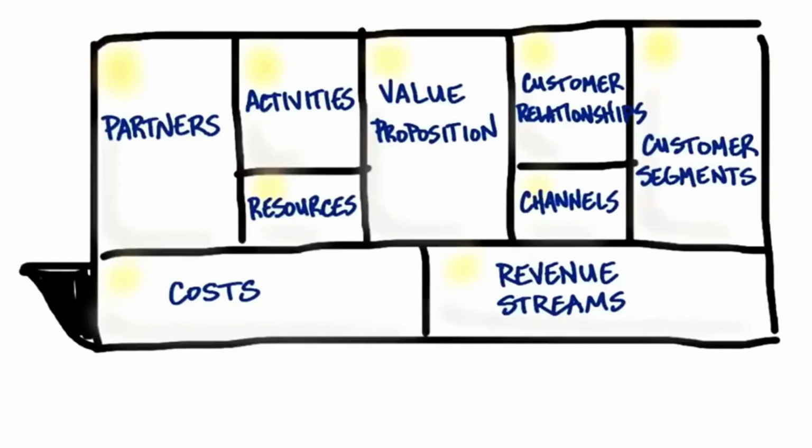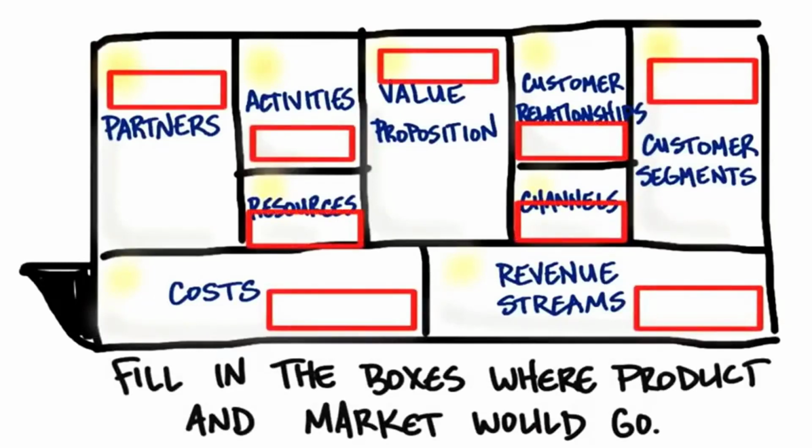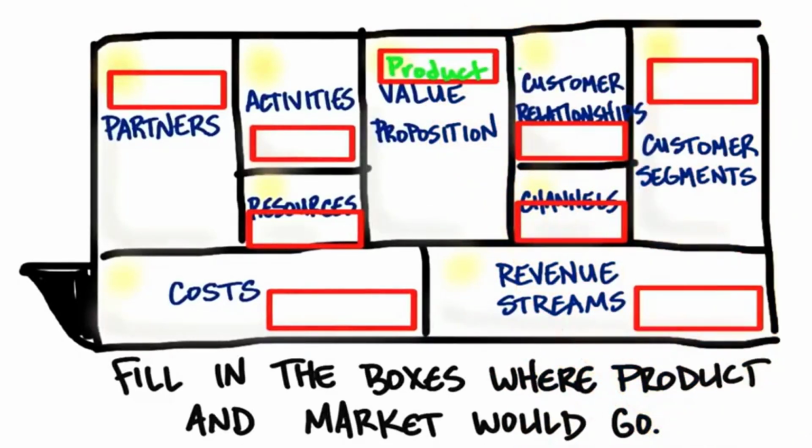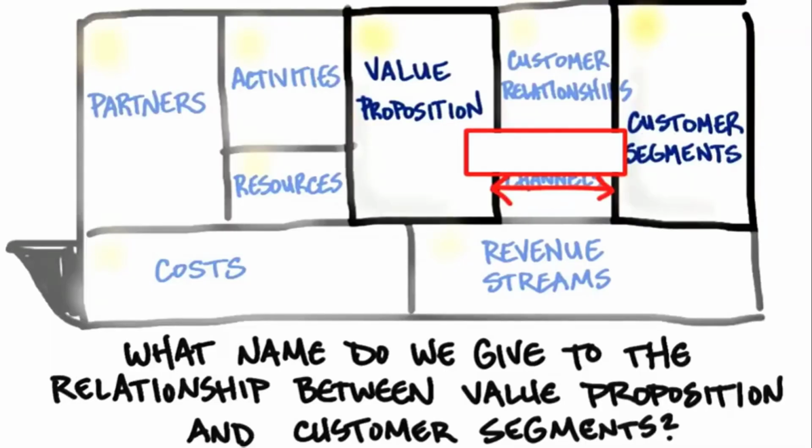So looking at the business model canvas, fill in the box where your product would go, and then fill in the box where your market would go. Well, the product goes into the box labeled value proposition. As we'll see later, the value proposition includes all the features of your product, but also what pains and gains you're solving for the customer segment. And that's where the market goes. Market includes who your customers are, what problems you're solving for them. What name do we give the relationship between the value proposition and the customer segment? The answer is product market fit, finding the right balance between the minimum viable product and the customer archetypes.